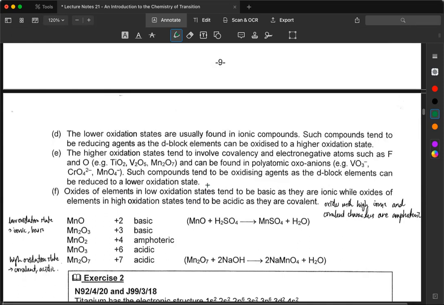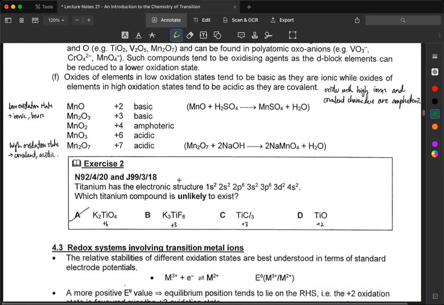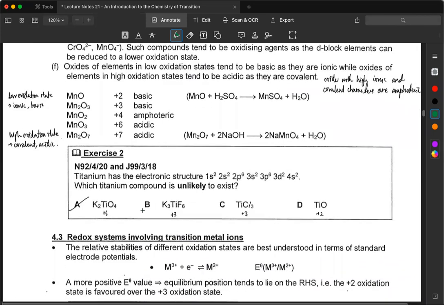Because of the ability of the d block element ions to be oxidized to a higher and lower state, they have different properties. Oxides of elements in a low oxidation state tend to be basic as they are ionic, while oxides of elements in a high oxidation state tend to be acidic as they are covalent. So they can change according to the oxidation state of the element in that particular compound.